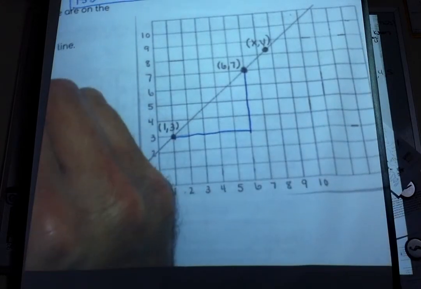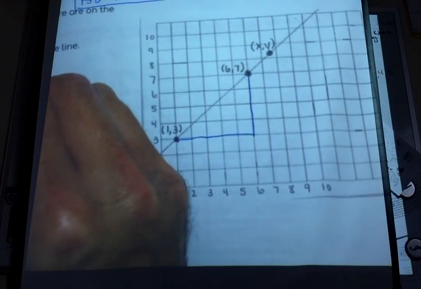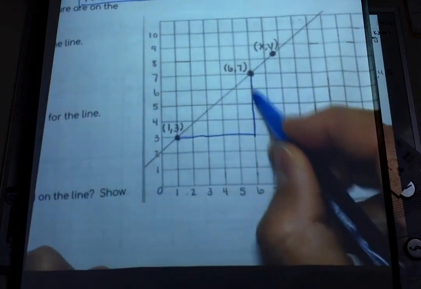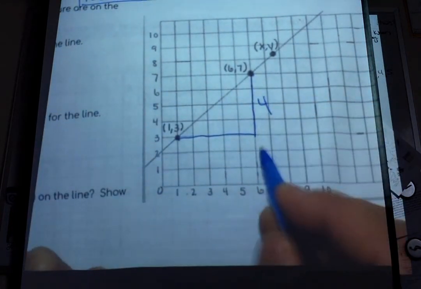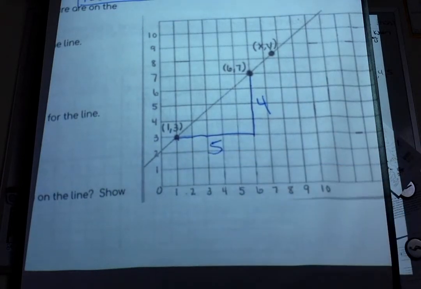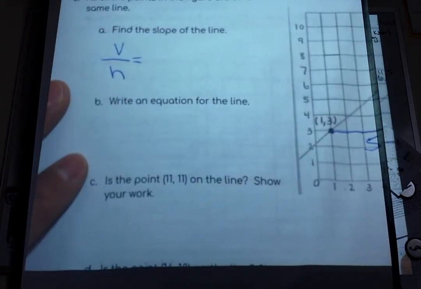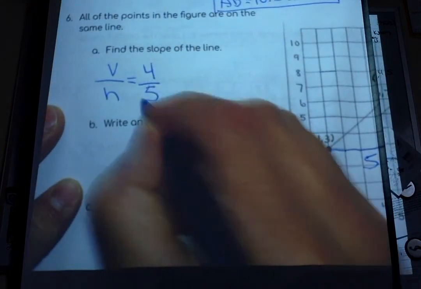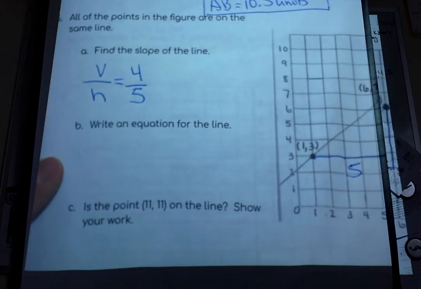Remember, our slope triangle is going to be your vertical distance over your horizontal. Our vertical distance is 1, 2, 3, 4. Our horizontal is 1, 2, 3, 4, 5. So vertical was 4, horizontal is 5, and the answer is 4 over 5. Now we have to write an equation of this line.